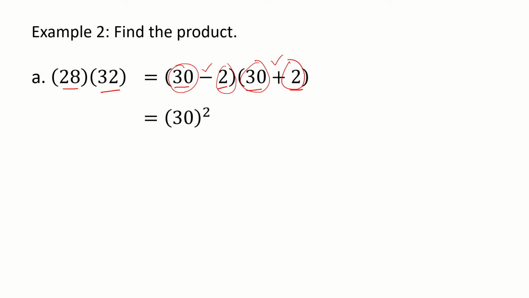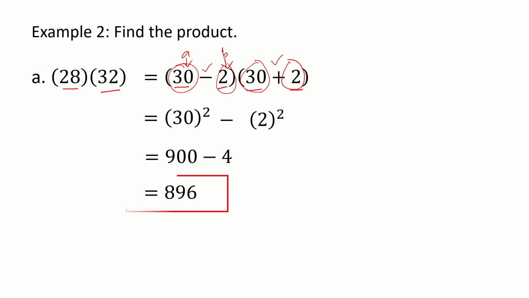So get the square of the first term, or the a, because this is our a. Always minus, by the way, and then get the square of our b, or the second term. So 2 squared. 30 squared is 900. 2 squared is 4. Then 900 minus 4 is 896. And that's our answer.